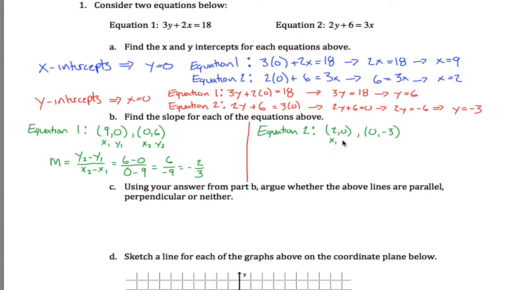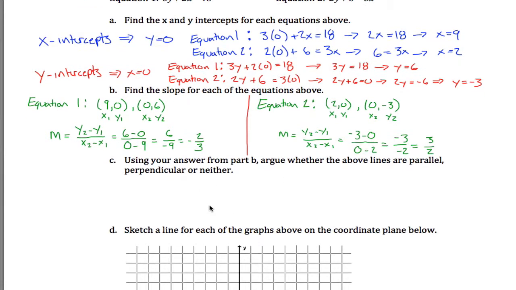So again, let's call this one x1, this y1, this x2, and this y2. I can then figure out the slope by plugging into this formula here. Y2 is equal to negative 3 minus y1, which is 0. X2 is equal to 0, and x1 is equal to 2. So what I get here is negative 3 divided by negative 2, which I can write as just 3/2. Okay, so I have two slopes.